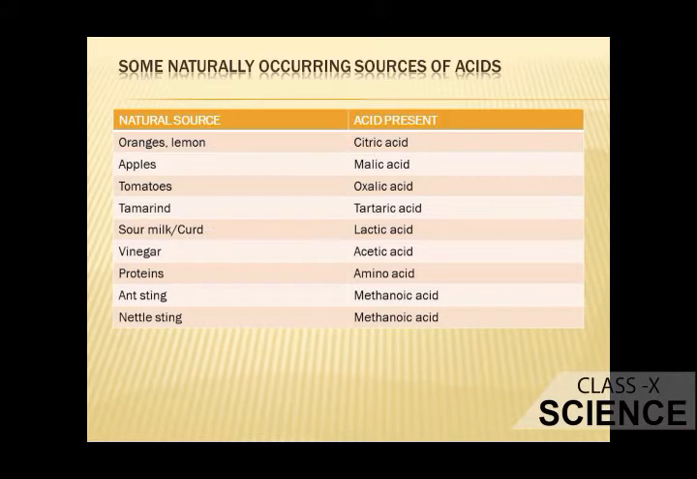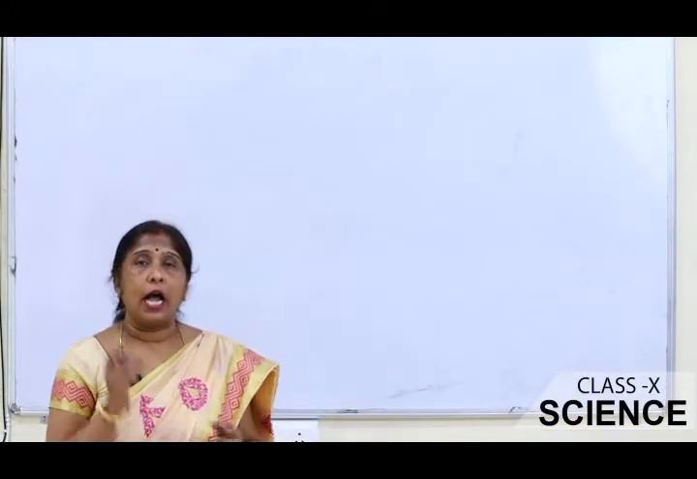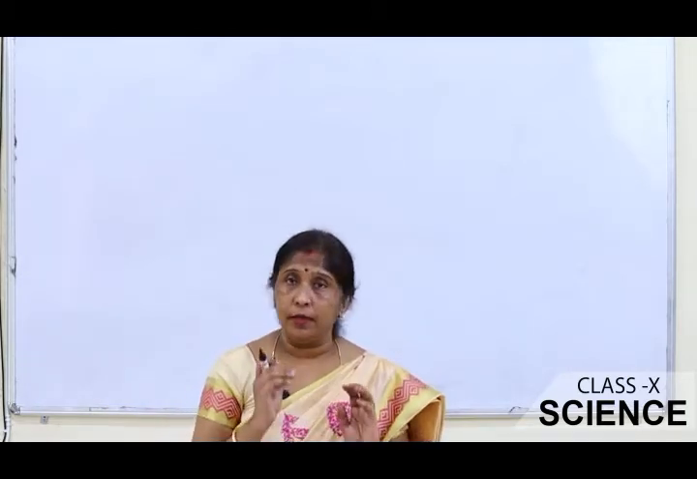tamarind has tartaric acid, sour milk or curd has lactic acid, vinegar has acetic acid, then protein has amino acid, ant sting has methanoic acid, nettle sting has methanoic acid. These are some of the naturally occurring sources of acid. Now children, next is how can we measure the strength of an acid or strength of a base.